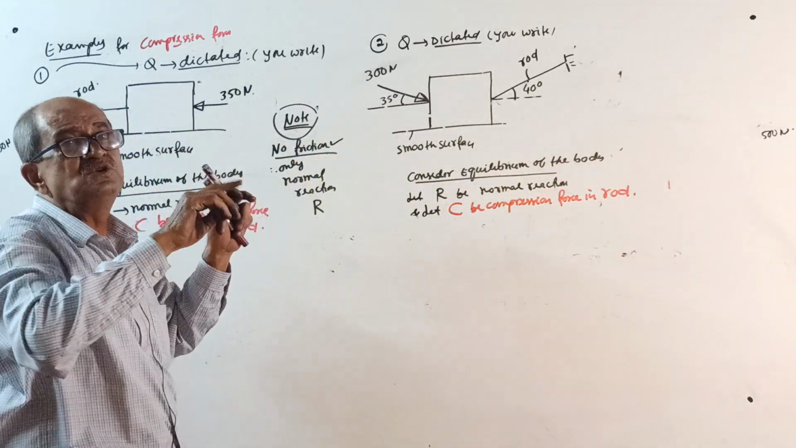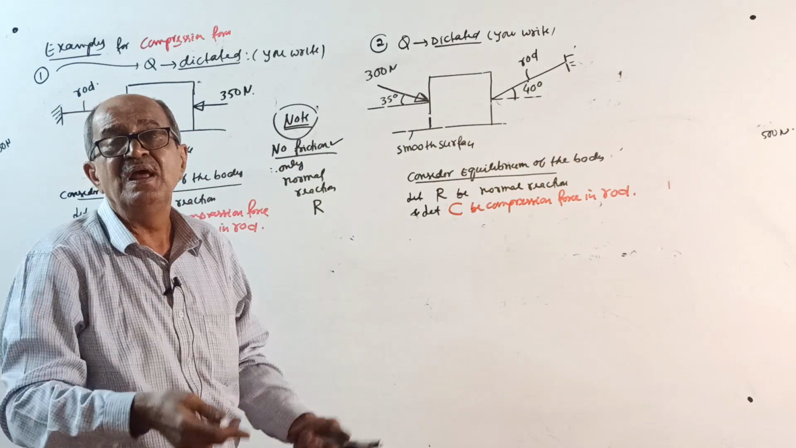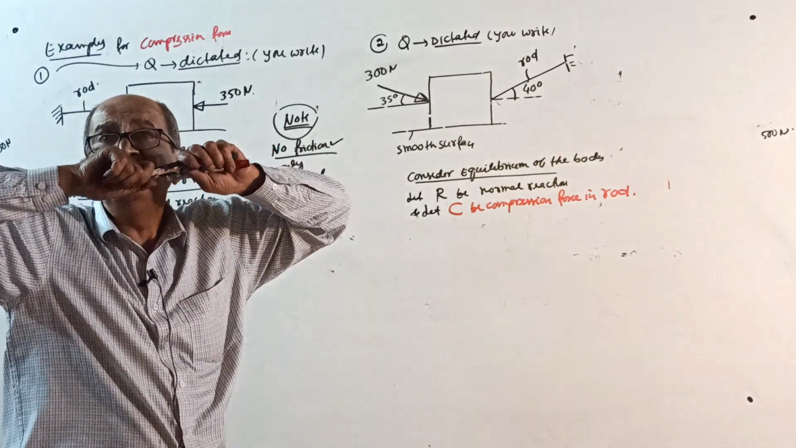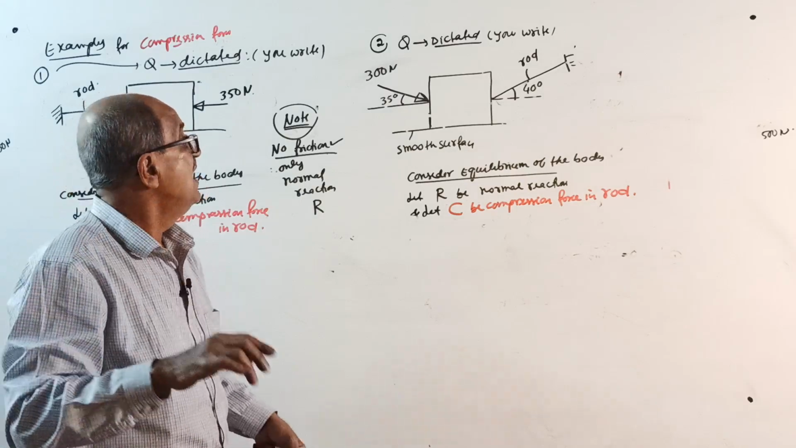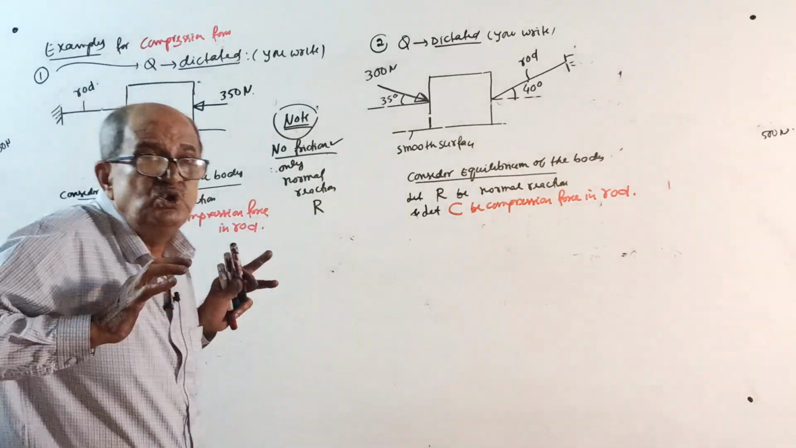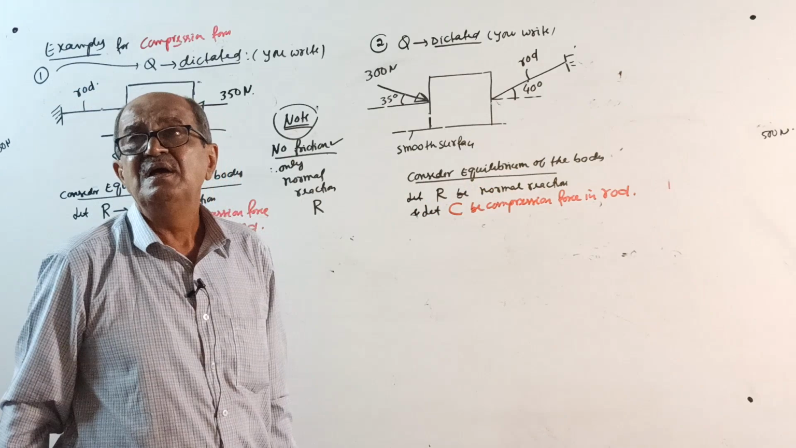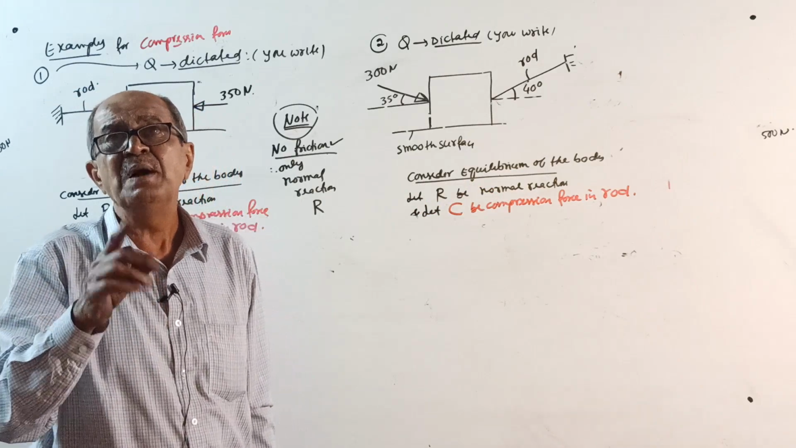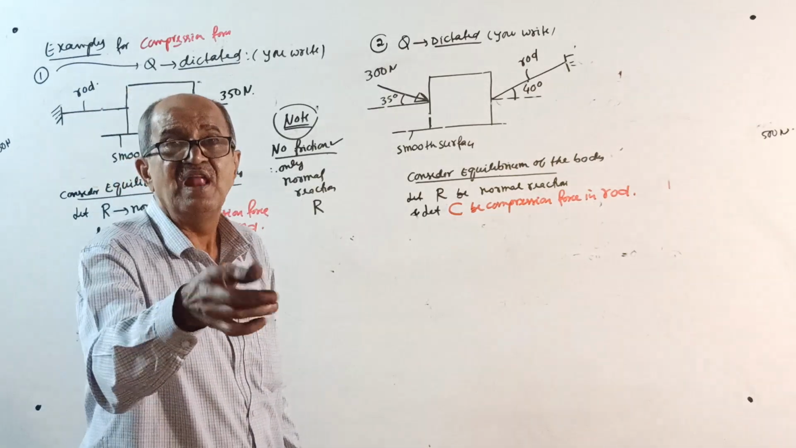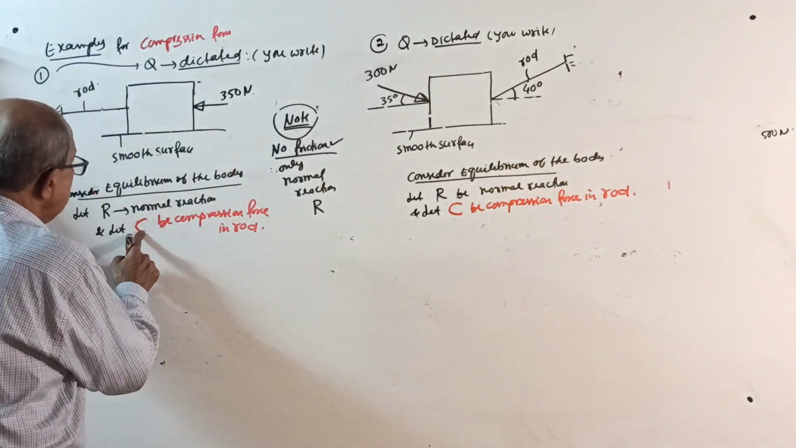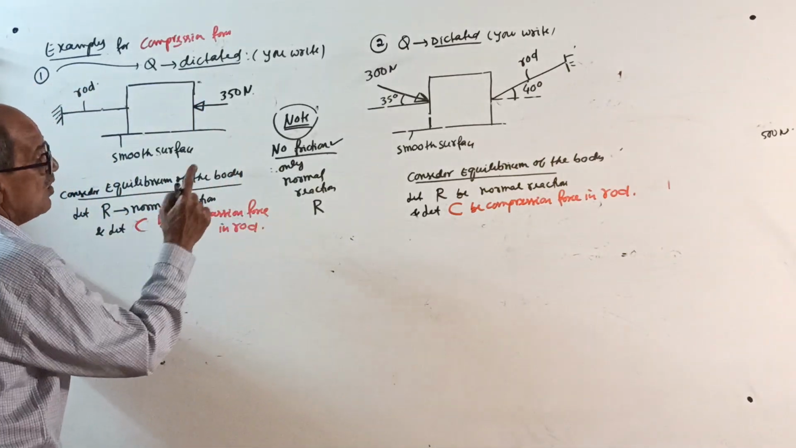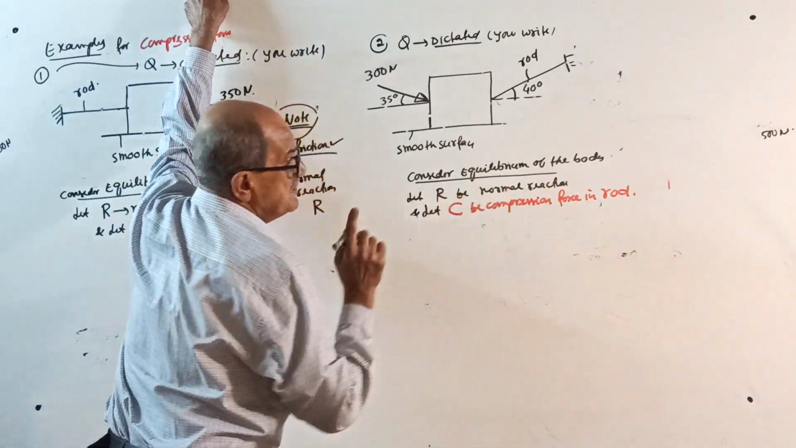When the body tends to move away from the connecting member, the member will be in tension. Also make a note: when the body moves towards the connecting member, then the member will be in compression. I will explain once again at the end. Okay, so let C be the compression force in the rod.